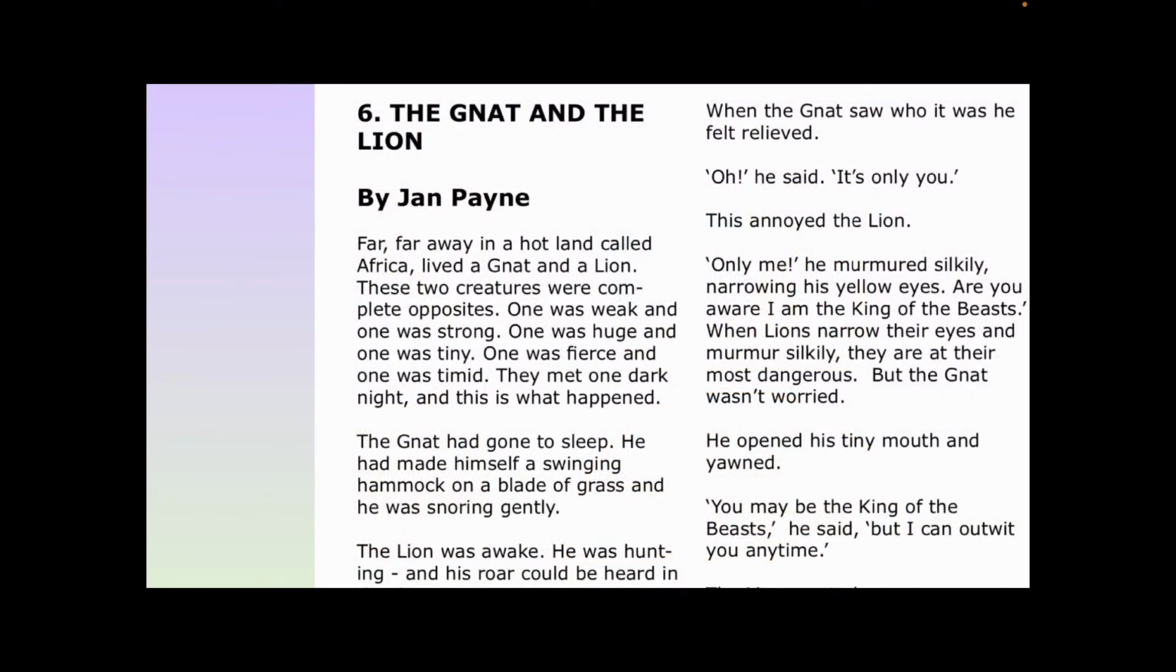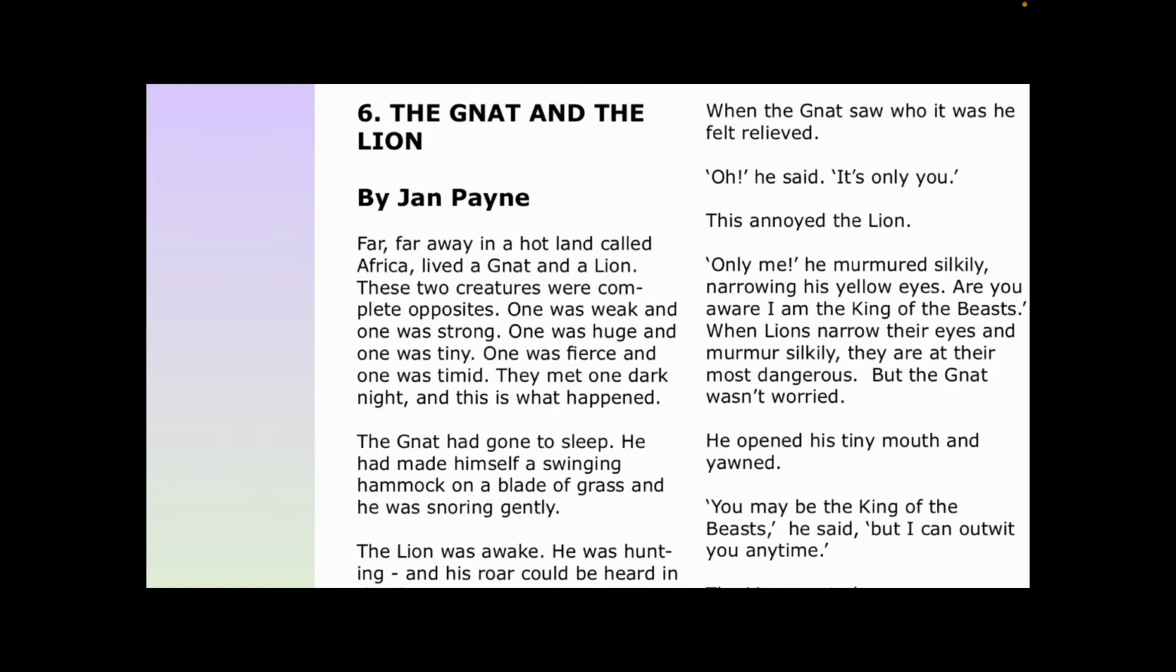So let's make a start on our fable. The name of the fable is The Gnat and the Lion, as we mentioned, but it says by Jan Payne. What this means is, because Aesop is so old and from such a long time ago, that it's been passed down through many different languages and through many different countries. So it has to be rewritten many times. And so it changes a little bit and the language changes a little bit. But Jan Payne is the person who has rewritten the story for us.